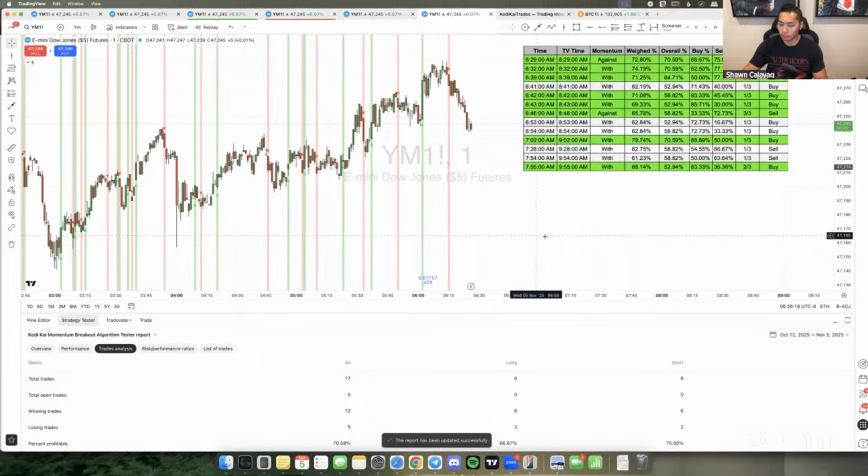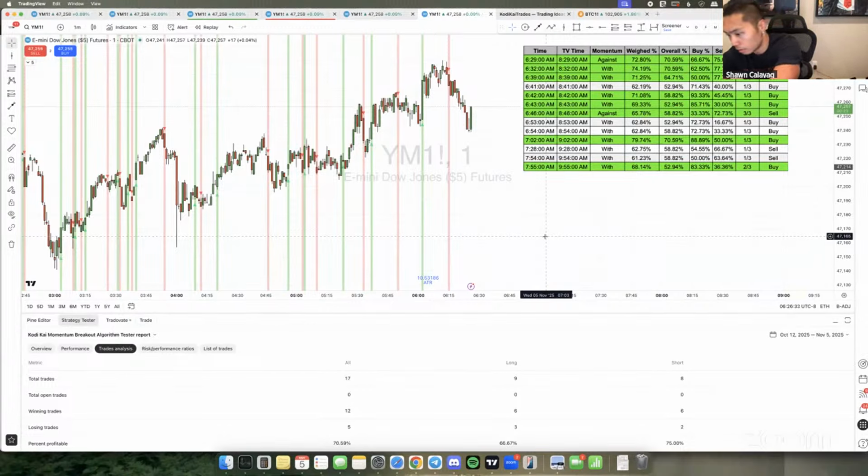I put the trades in a spreadsheet so it's easier to see. You guys can see over here now, it's a little easier to see with regards to organization of the trades and whatnot. So the first entry right here is at 629.